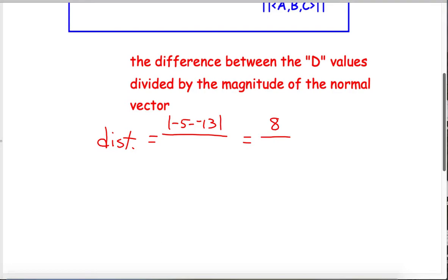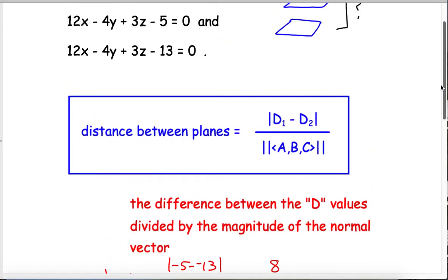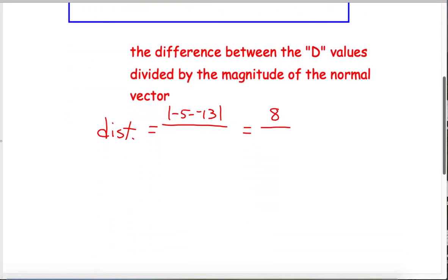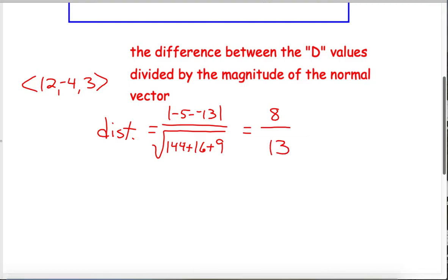And then the magnitude of the normal vector, and the normal vector were our coefficients of x, y, and z. So 12, -4, and 3. So we need to find that, which is going to be the square root of 12 squared plus -4 squared plus 3 squared. And that winds up being a perfect square, which is 13. And so the distance between the planes is less than 1 unit. They're less than 1 unit apart. It's 8/13 of a unit. And that's all you need to do.